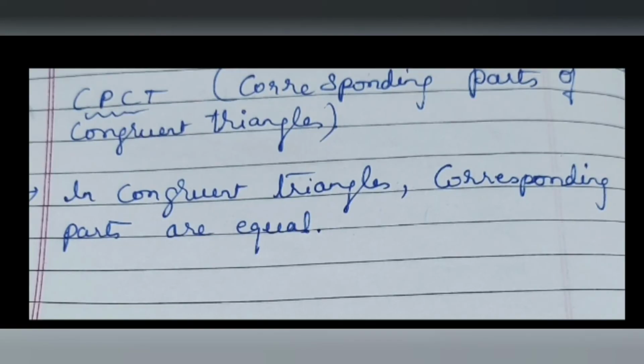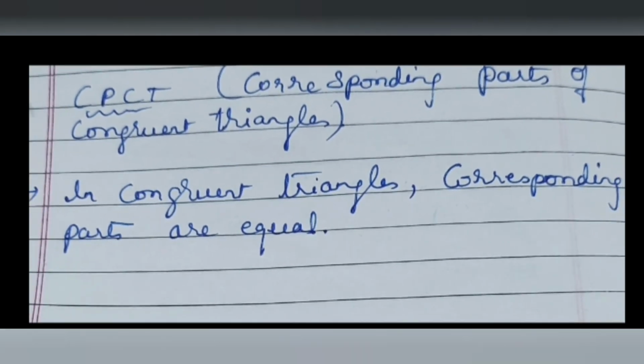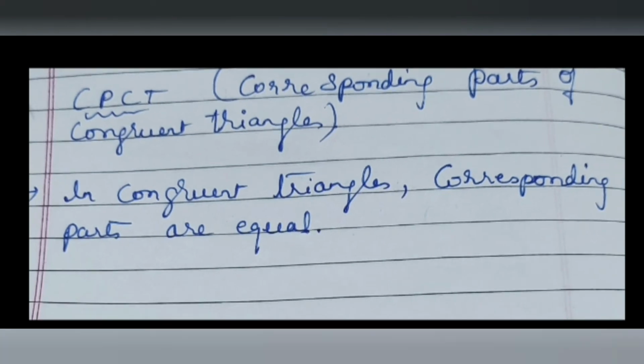We have a rule called CPCT, that is corresponding parts of congruent triangles. So this is considered when you prove that two triangles are congruent to each other. So this happens only in the congruent triangles, that in congruent triangles corresponding parts are always equal. So this particular rule we have to consider when you are proving the congruency of the triangles.